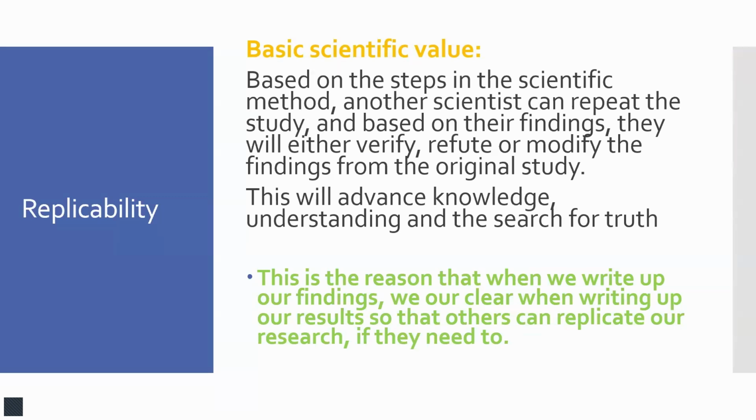And how can we do so? Well, it's actually one of the more difficult things in social science. It's replicability. Based on the steps of the scientific method, another scientist should be able to repeat the study that you did. Based on their findings, it should either verify, refute, or modify the findings from the original study. This will advance knowledge, understanding, and the search for truth. Being able to replicate your results says that it's not just you that did it; other people should get the same results. This is the reason we are clear when writing up our results, so that others can replicate our research if needed.